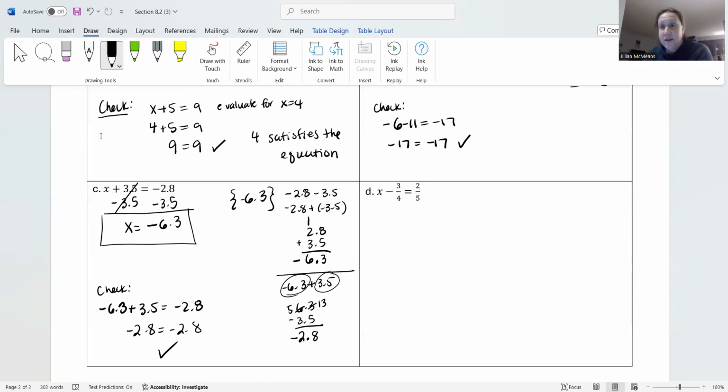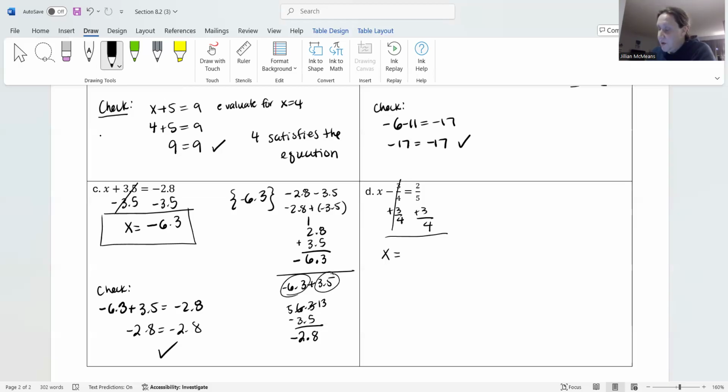Darn those fractions. At some point, embrace them, love them, appreciate them. Okay? Now, what we want to do is get the x alone. The issue here is x has 3/4 subtracted from it. So how do we undo subtraction of 3/4? Well, we add it. So we're going to add 3/4 to both sides here. Well, the left is easy. Negative 3/4 plus 3/4, that's just 0. So we get x equals something, okay?